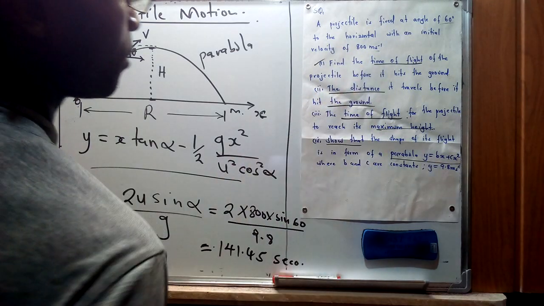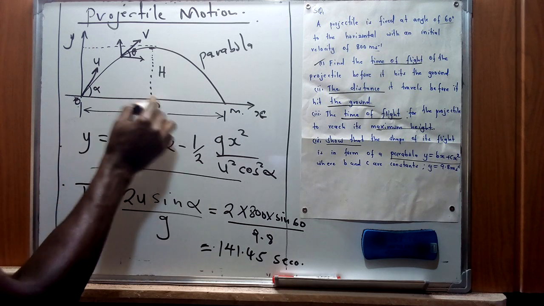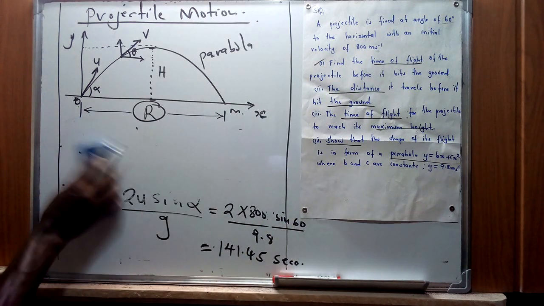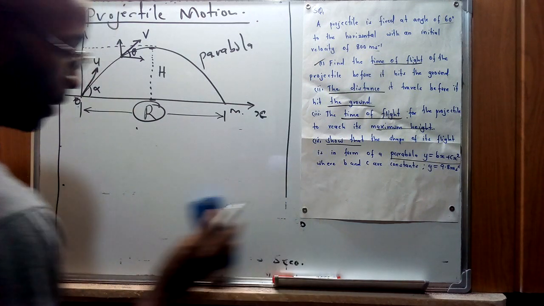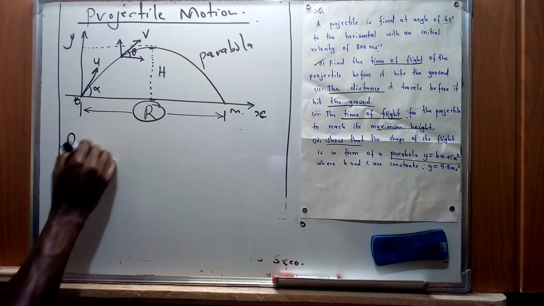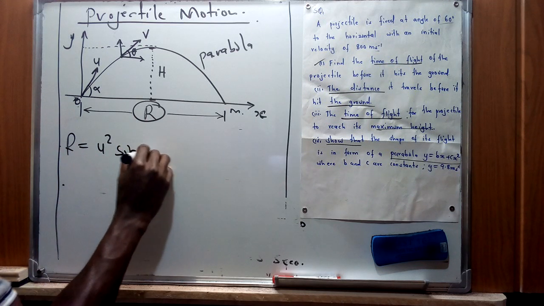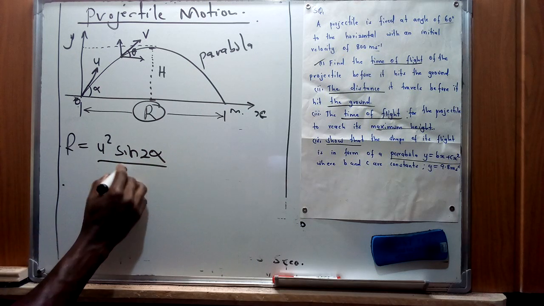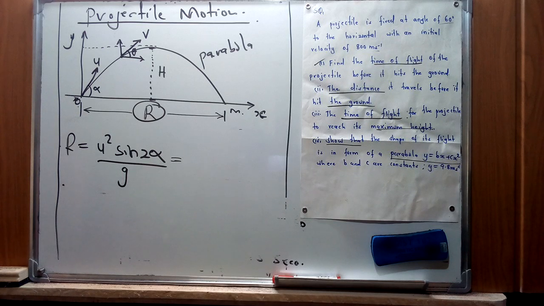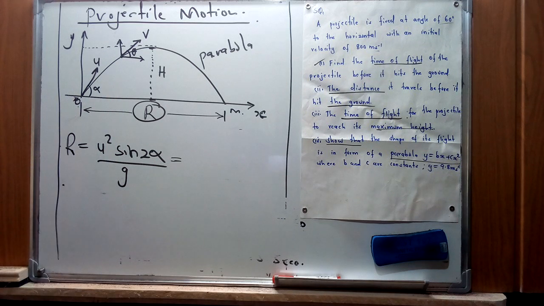So the second one: the distance it travels before it hits the ground. The distance it travels before it hits the ground is represented by the letter given for range. We have a formula to describe the range of that projectile. Range is described as the square of the initial velocity, times the sine of 2 alpha, divided by g. We're going to do a topic on the derivation of all those formulas. This is how we can describe range given this specific illustration.